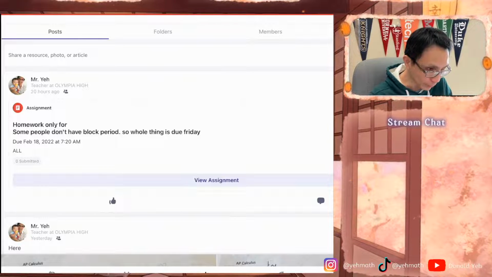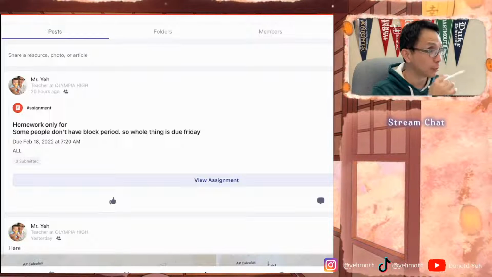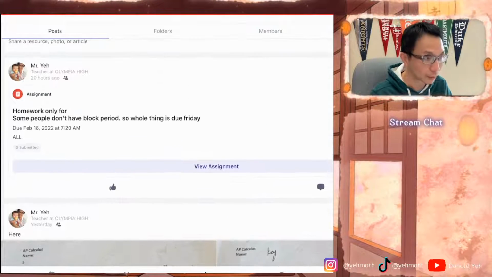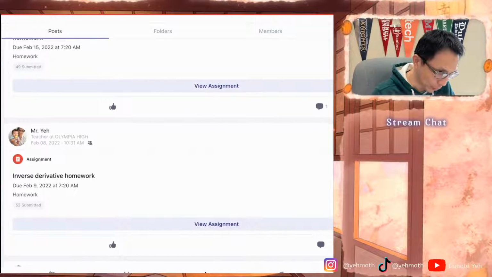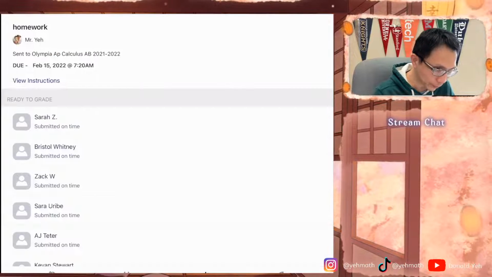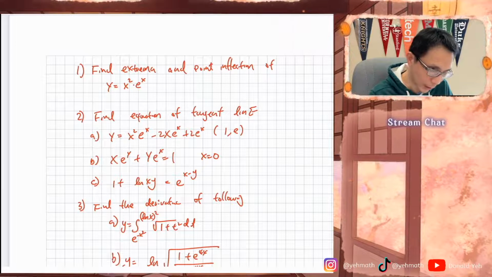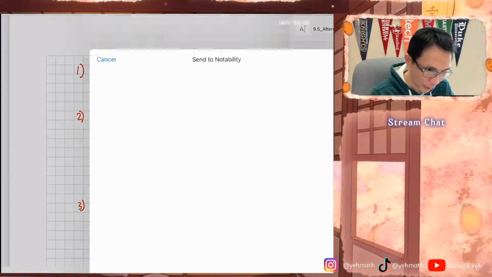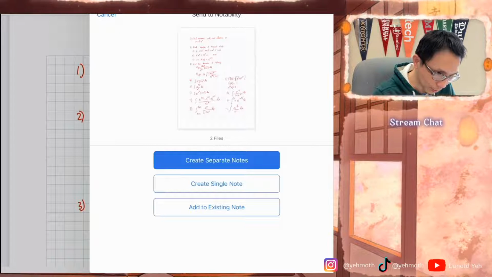Now, I'm also gonna explain to you the homework. It's only on the first page, 10 problems. It's not like 4 pages, so don't worry about it. And it's due on Friday. It's not due right now. So this is the homework we want to go to, which is this one. And we're gonna look at this alternative test. I'm gonna open it in the apps, in Notability, so you get to ask all the questions here and create separate notes.